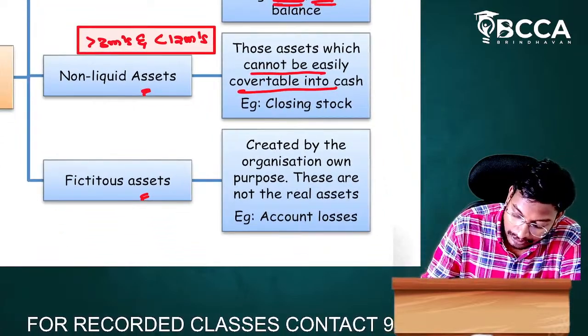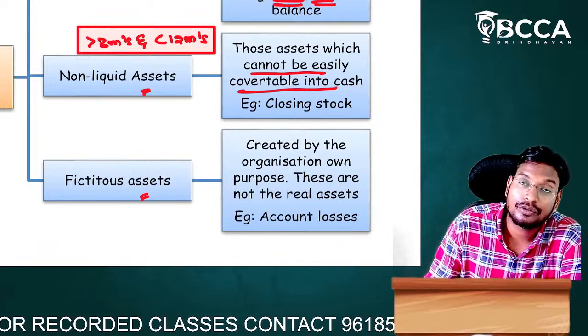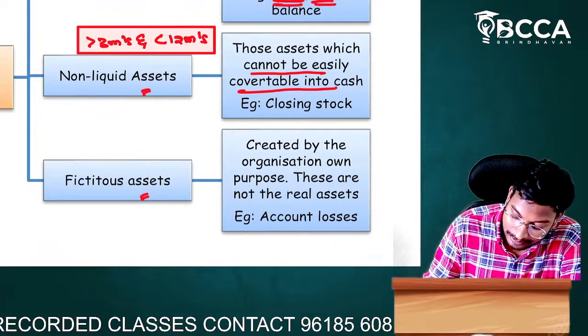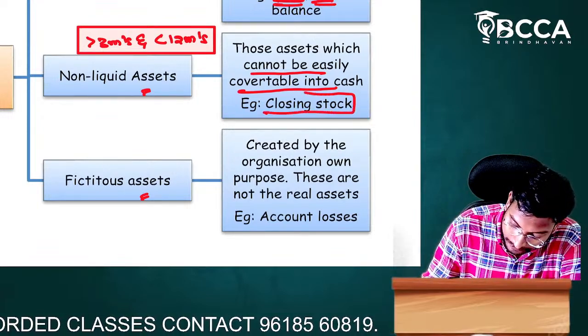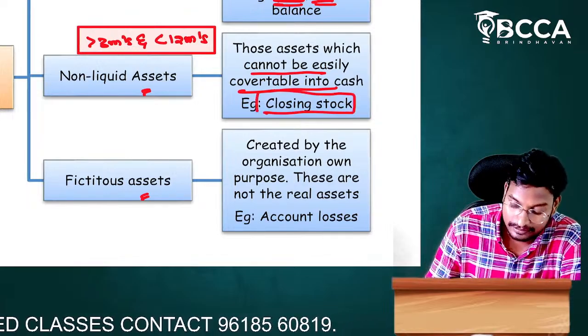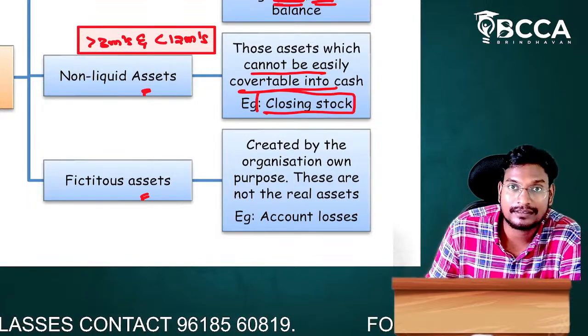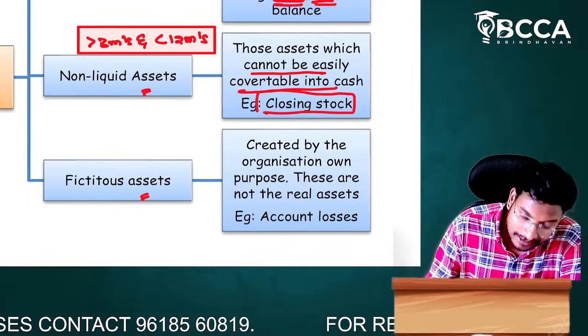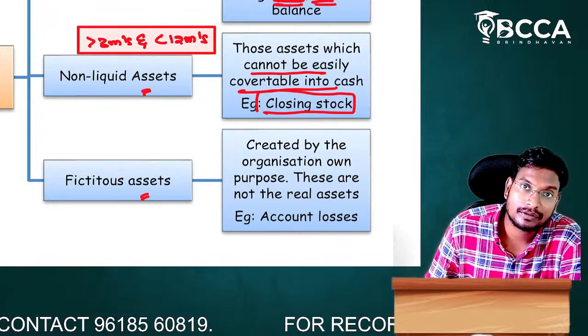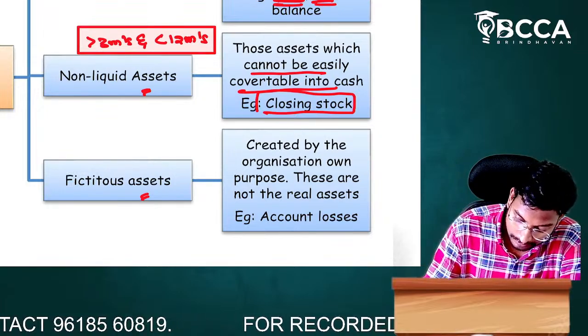These assets are not easily convertible, meaning more than 3 months, less than 1 year. Example: closing stock. Sir, let me explain what is the meaning of closing stock. You guys already know what closing stock means. Let me take an example.